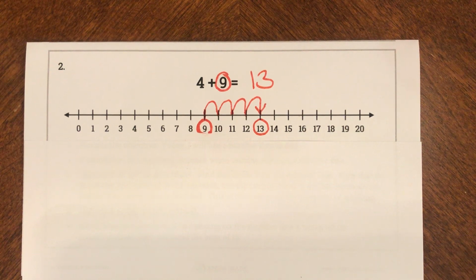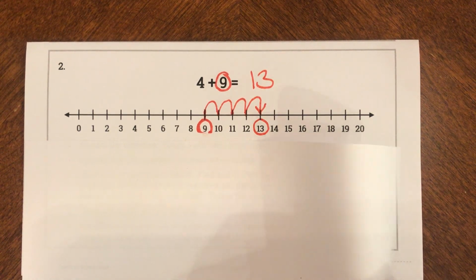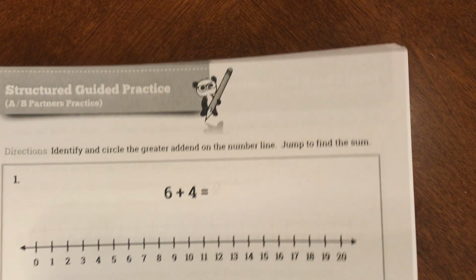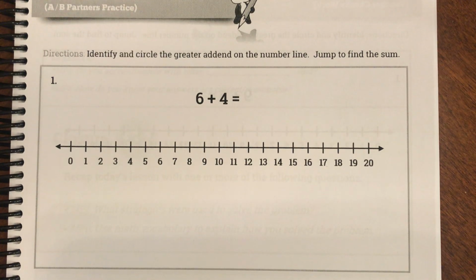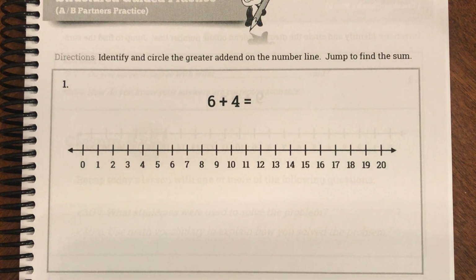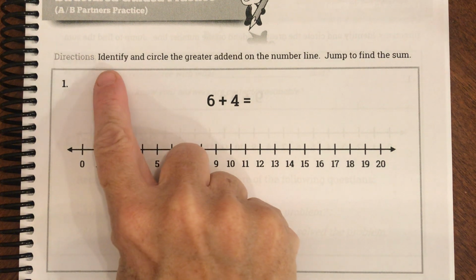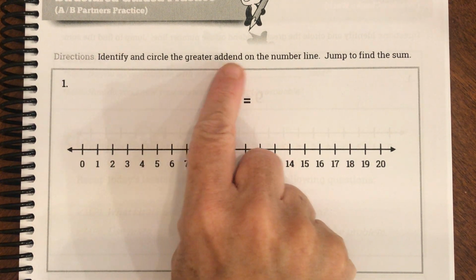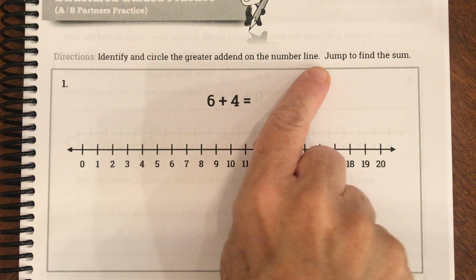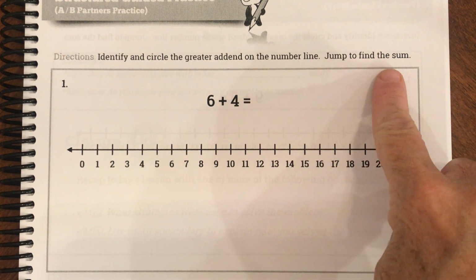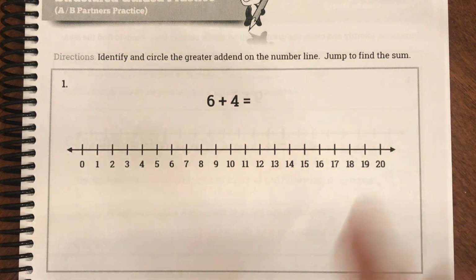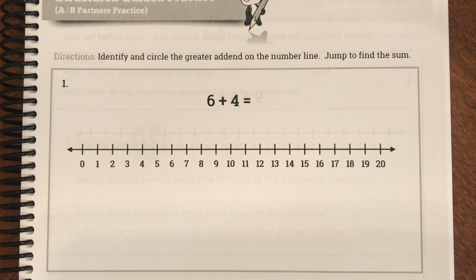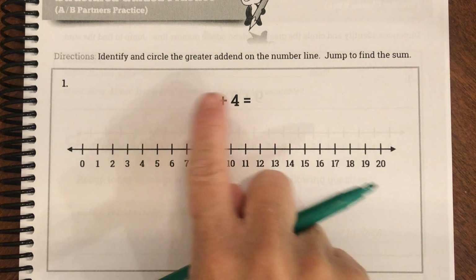Let's try some of these together. If you can grab your book, we are on page 144, and you need to grab your pencil as well. Okay, so let's read our directions. It says we're going to identify and circle the greater addend on the number line. Then we're going to jump to find the sum, and our sum is our answer.